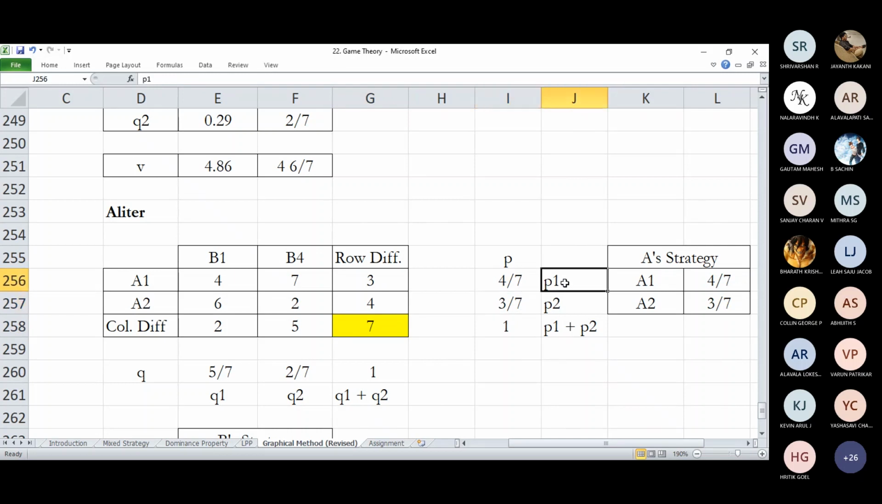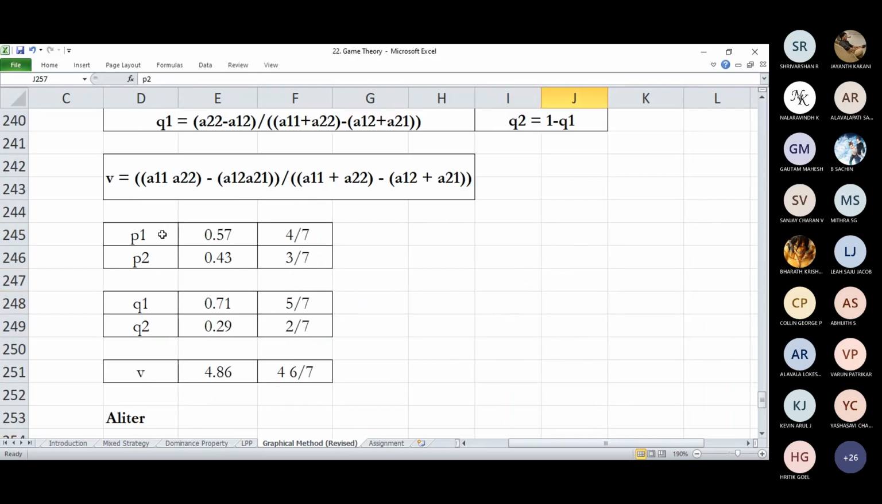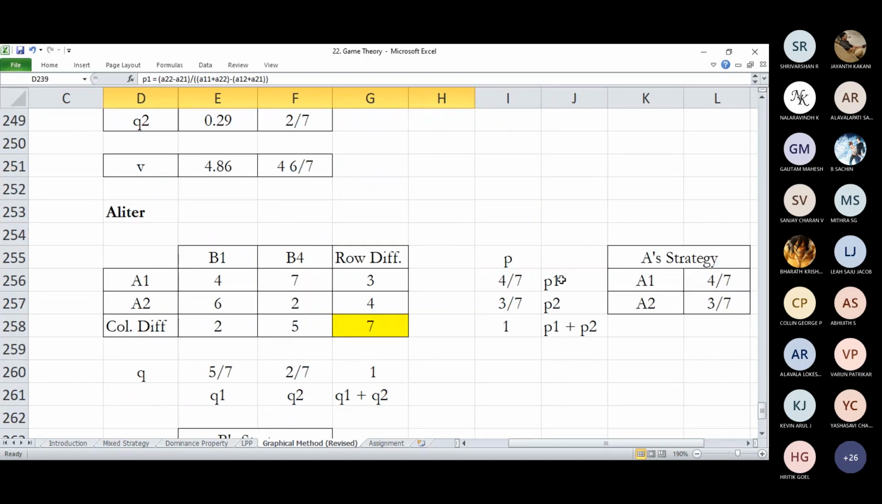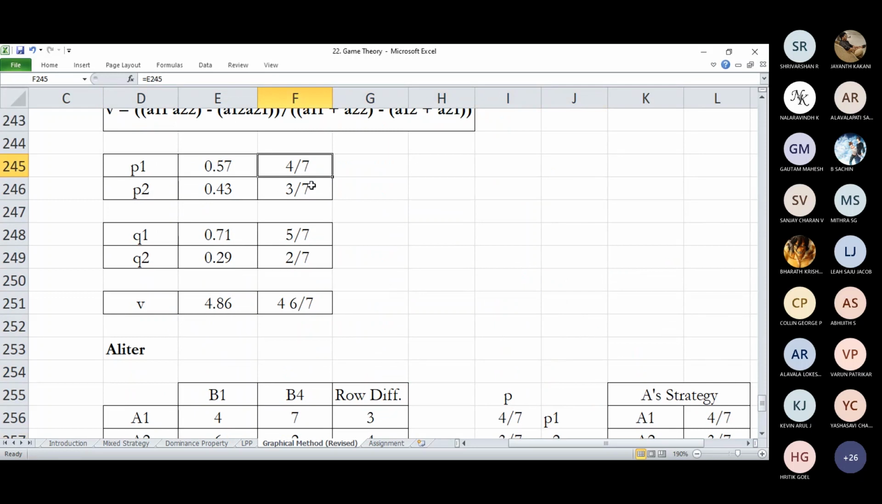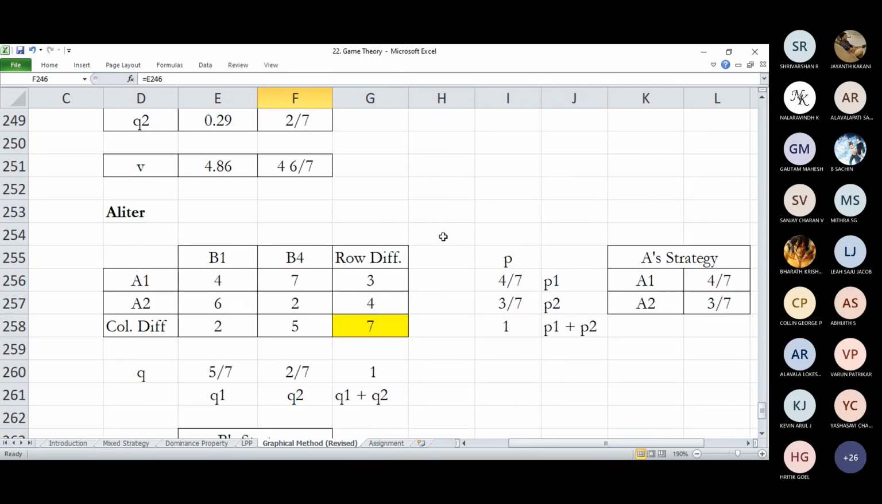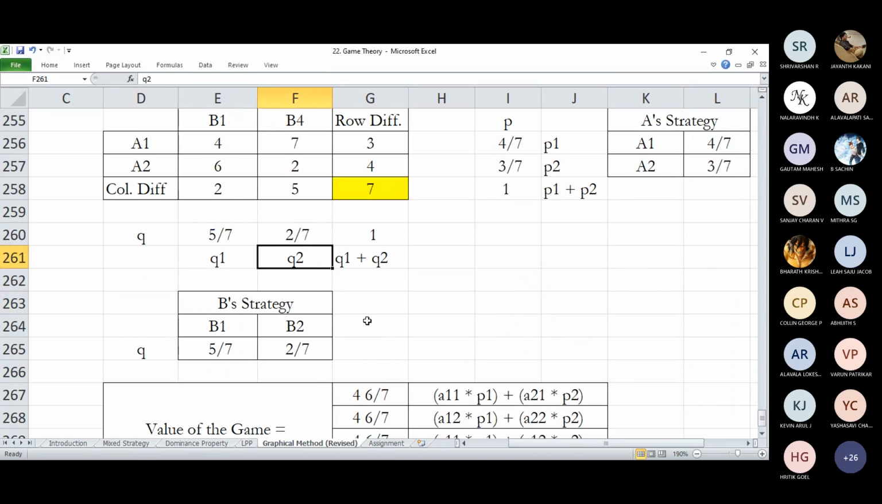So without using this formula, we have got P1 is 4 by 7 and P2 is 3 by 7. So we can see P1 is 4 by 7 and P2 is 3 by 7. Right. And A1 is 4 by 7 and A2 is 3 by 7. Right. Then Q, which is the B1 and B2 strategy, B2 and B3. Right. So this is the final outcome of this graphical method, right?